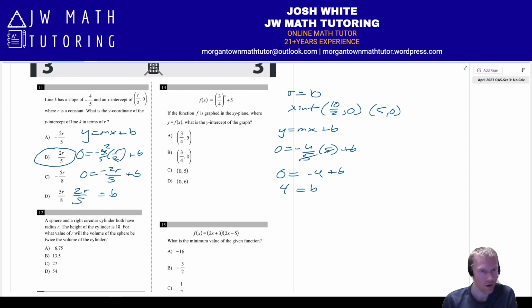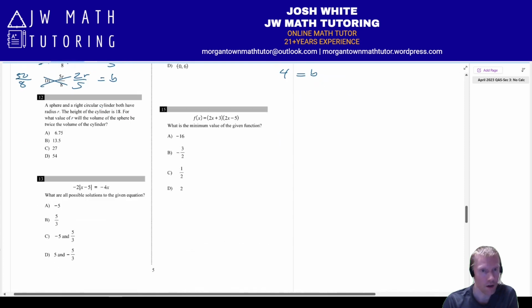So A and C are out right away because since r is a positive number, when you plug it in, the overall result will be negative. So just cancel those out. So now you're down to B versus D. For B, it's going to be 2 times 10, which is 20 over 5. That does equal 4. For D, it's going to be 5 times 10, which is 50 over 8. That clearly does not equal 4. So correct answer is going to be letter B, as well.